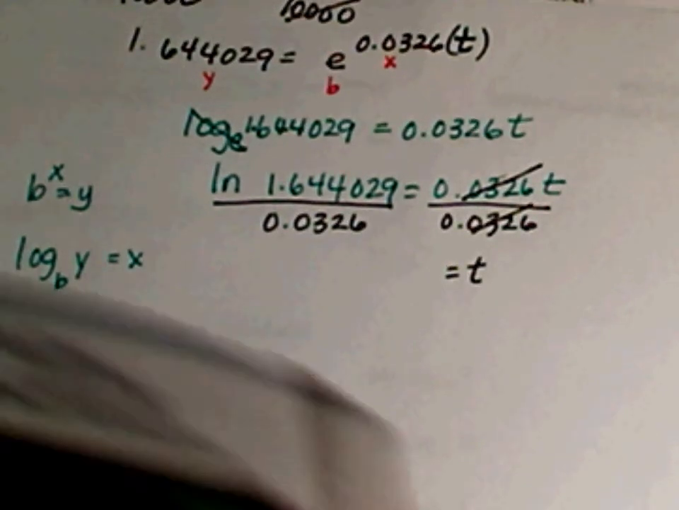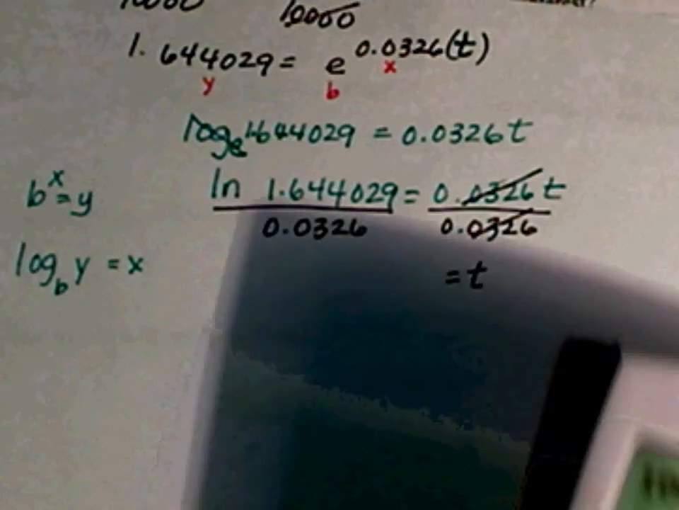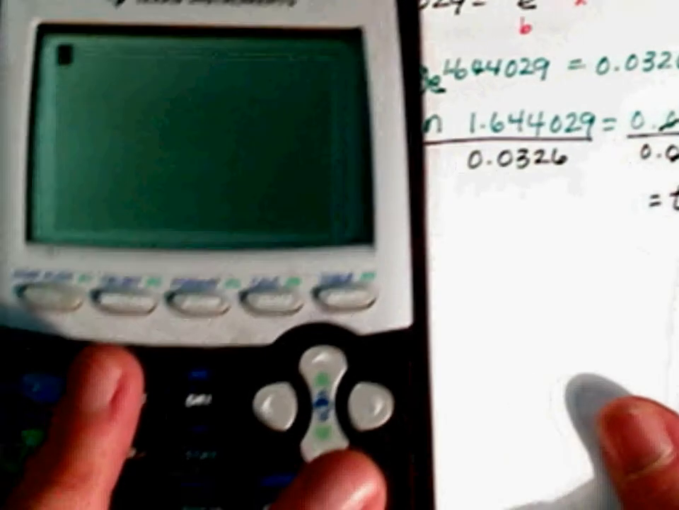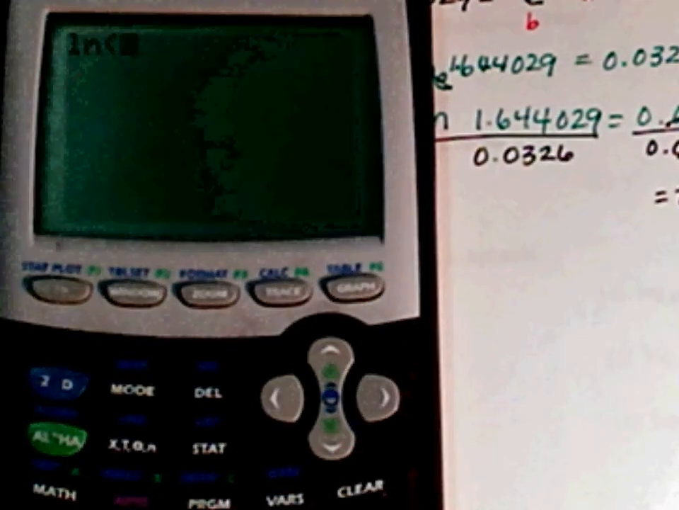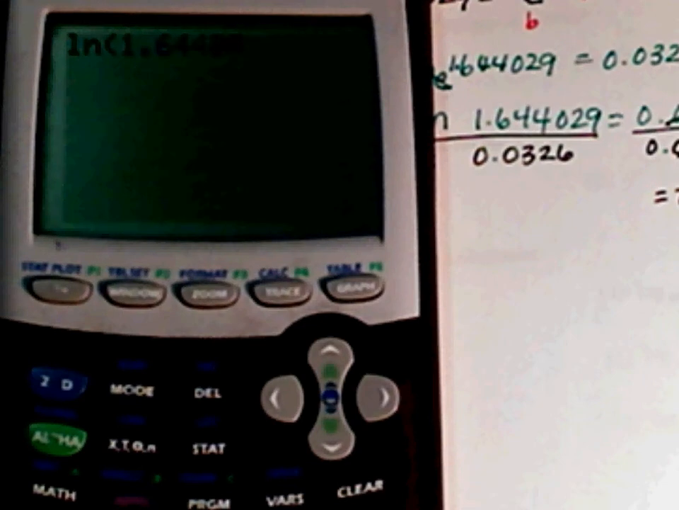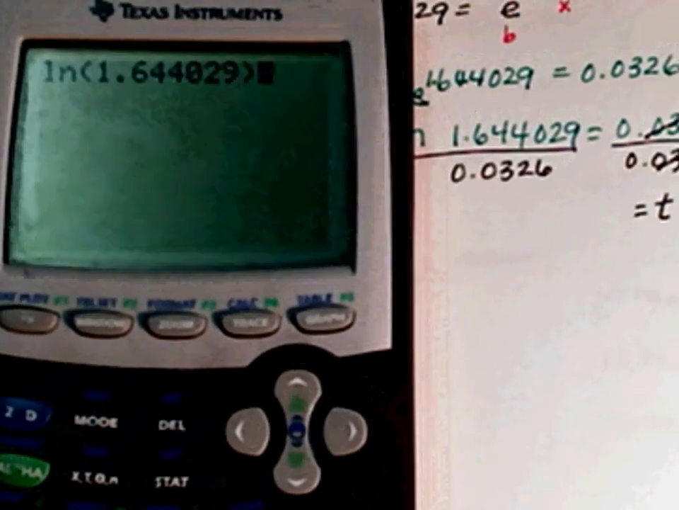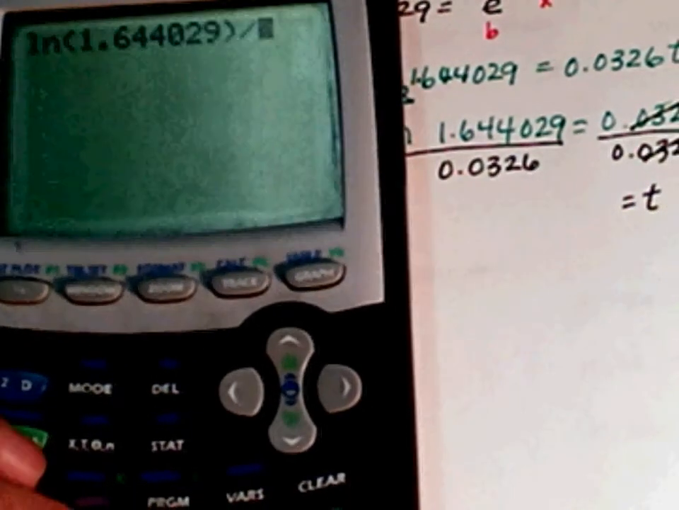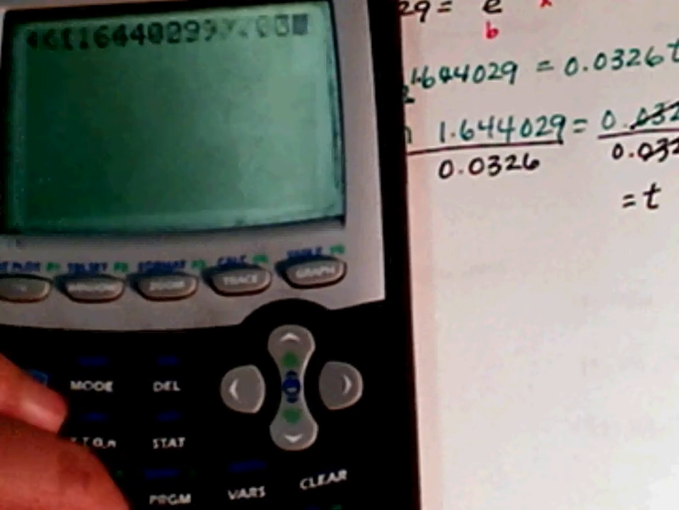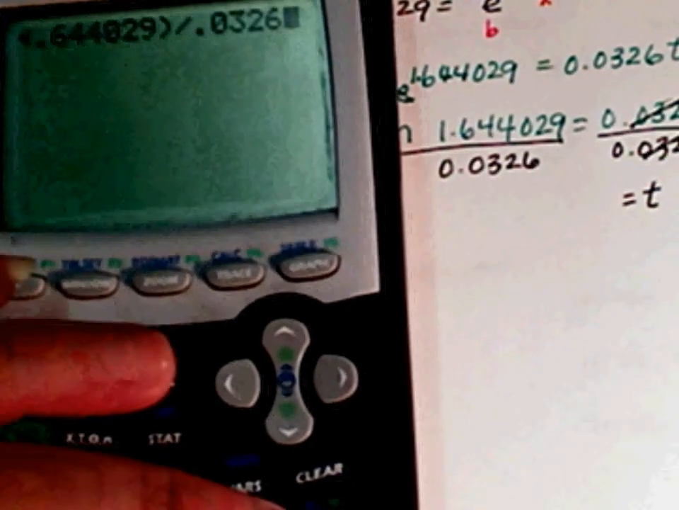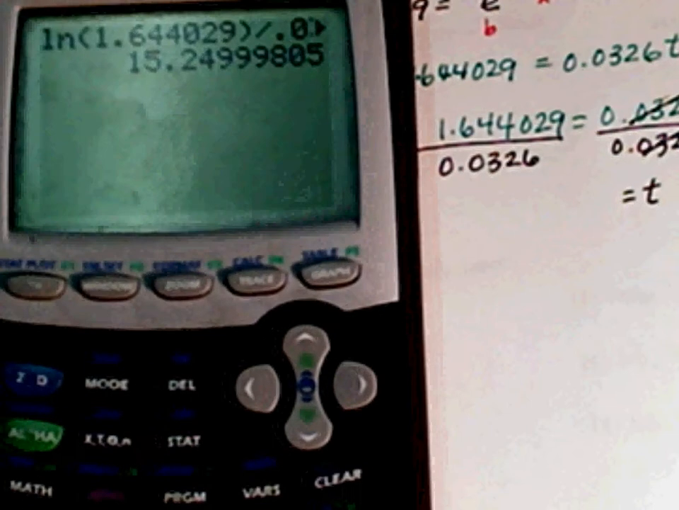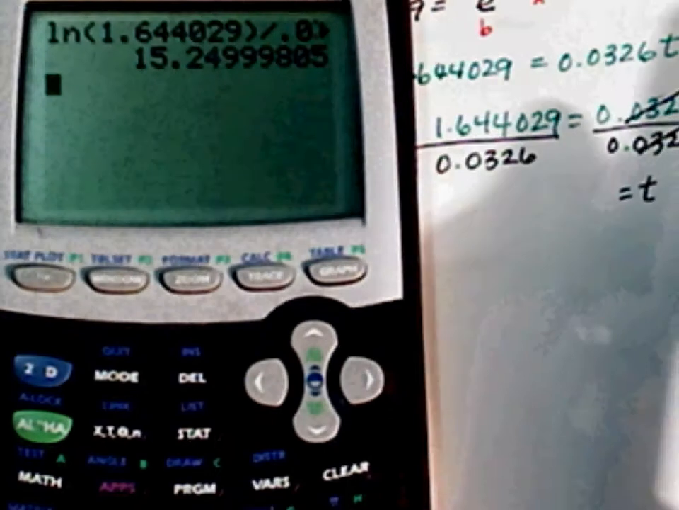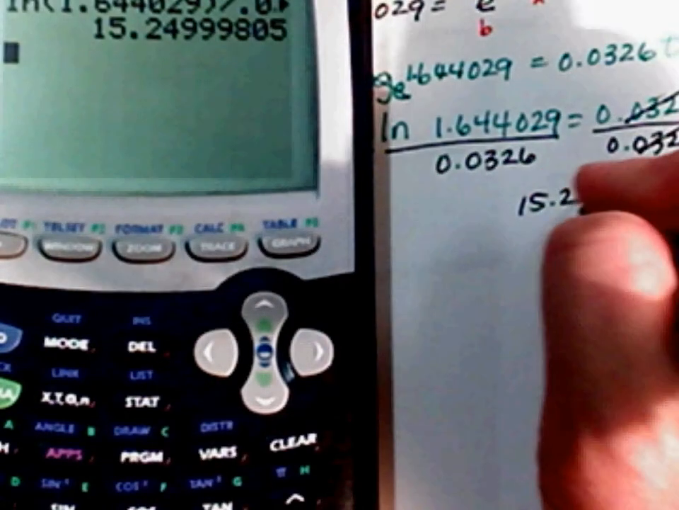All right. So, can I just type all that into your calculator? Absolutely. So let me show you. See if I can do it this way. Here we go. So you type in natural log of 1.64429. Okay, everyone see that? Divided by, what's that other number? 0.0326. Is that right? So how many years is it going to be? 15.24. So this will be 15.25 years. 15 years and 4 months.